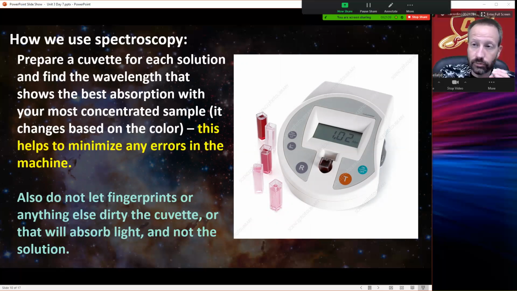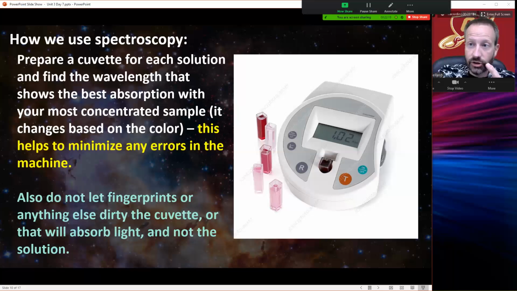Why do you want the greatest absorption? It will minimize errors. If with this dark one I pick the most absorption and I have some error in the mixing in between, it's not likely to damage my data too much. If I picked something that just barely absorbed here, and then I messed up one of these, suddenly I'm going to get a huge outlier, a number that does not fit well with any of the others. It minimizes the error to pick the greatest absorption, and that changes with every color.